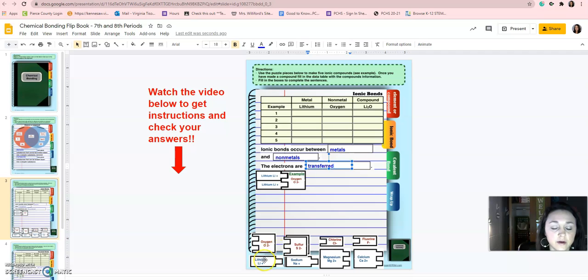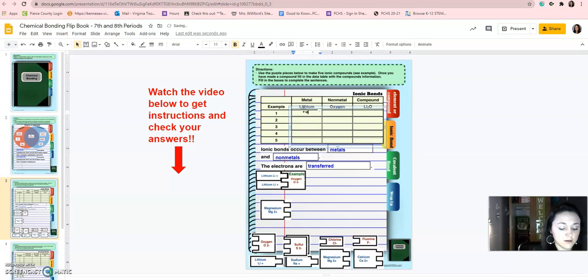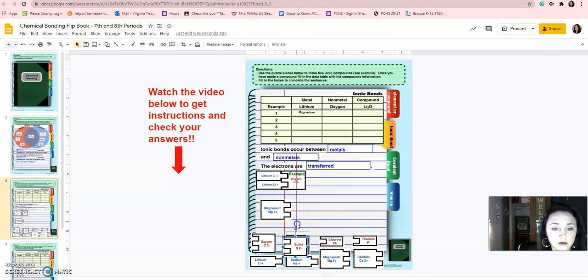Okay, so let's try another one. Let's say I get one like this. Magnesium. So I'm going to go ahead and write the name of the metal, magnesium. And then I'm going to pick a nonmetal to go here. I can pick 2 small ones or 1 big one. I'm going to pick a big one. So I'm going to put sulfur right here.